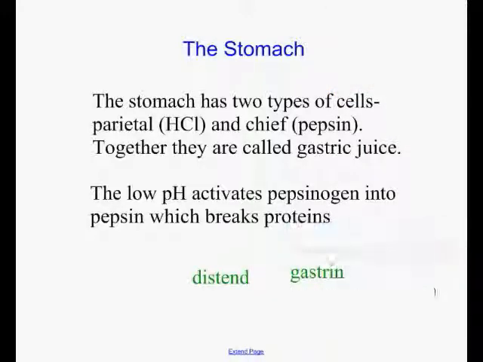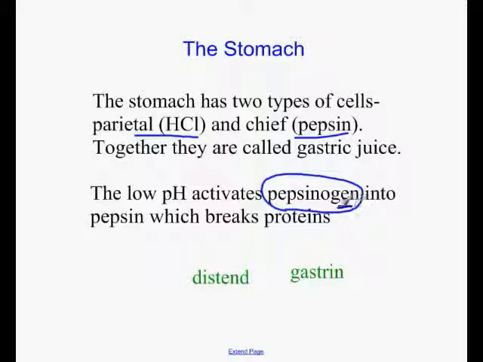Let's write that down there. And gastrin is secreted by the stomach itself from the stomach lining. And also from the stomach lining, there's two types of cells there, parietal and chief. You can see right here. And they secrete hydrochloric acid, and they secrete pepsin. But they don't secrete pepsin in that form. They actually secrete it as pepsinogen.